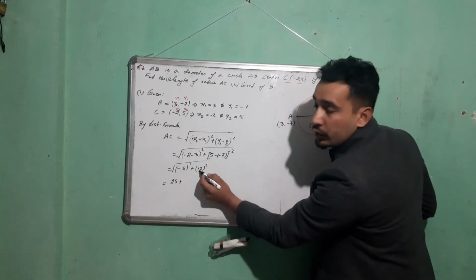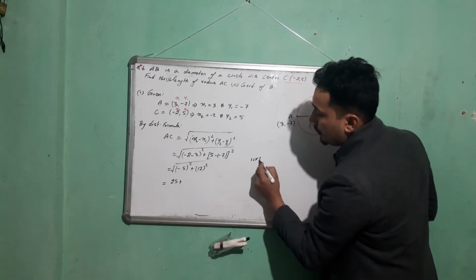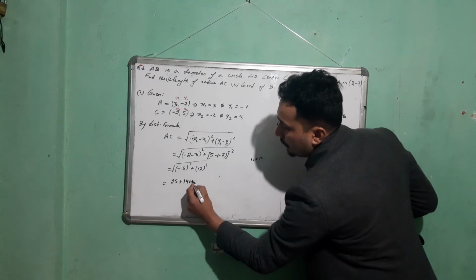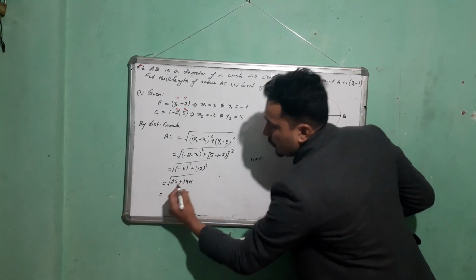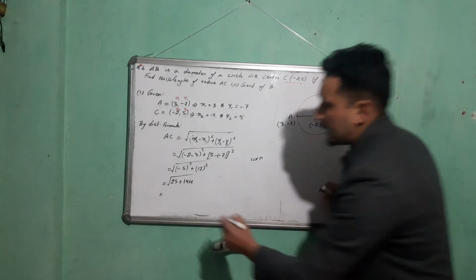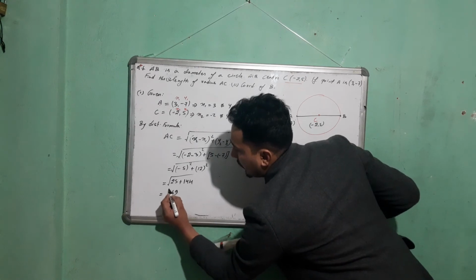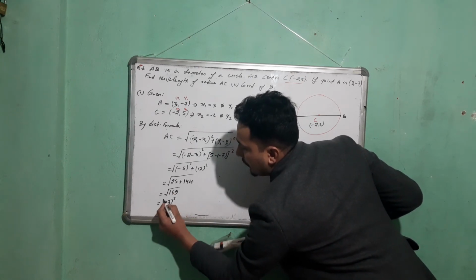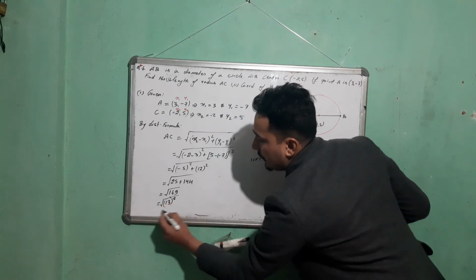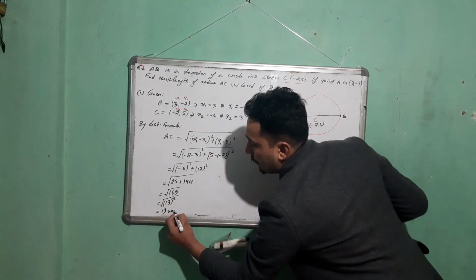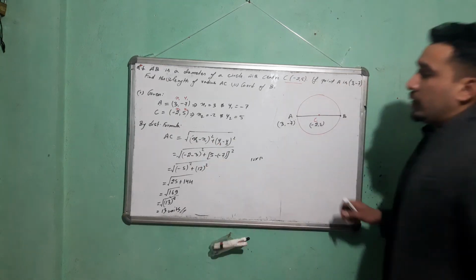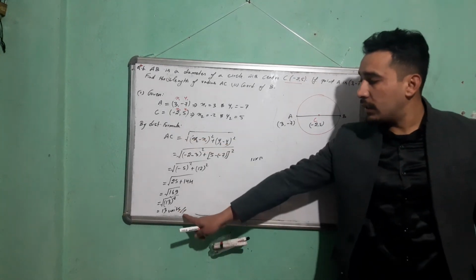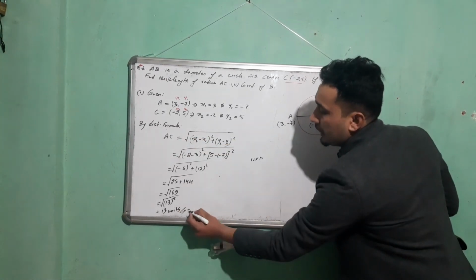And square of 12 is 12 into 12, it will be 144 within root. 25 plus 144 is 169, root of 169. 169 means 13 square. Root, this gets cancelled, so it is 13 units. So distance AC is 13 units. This is your answer for number 1.